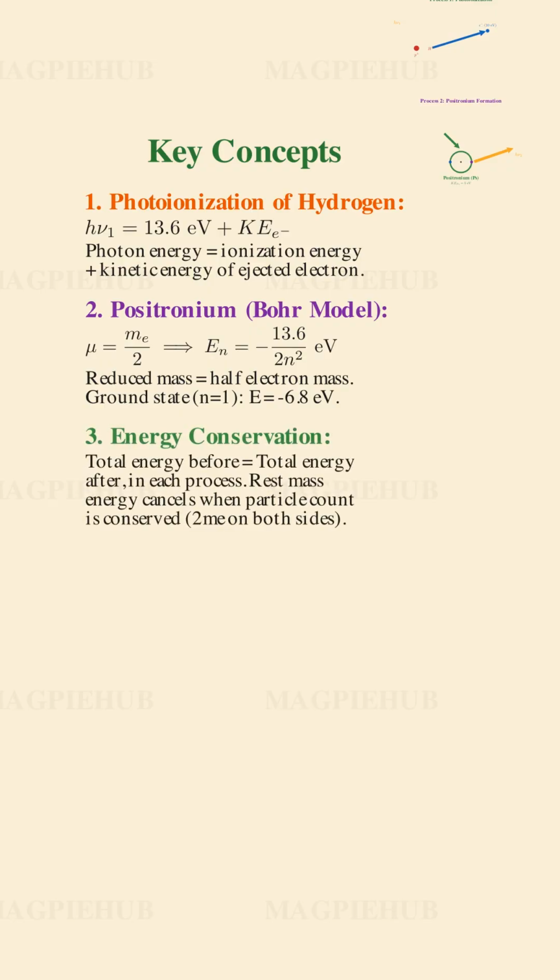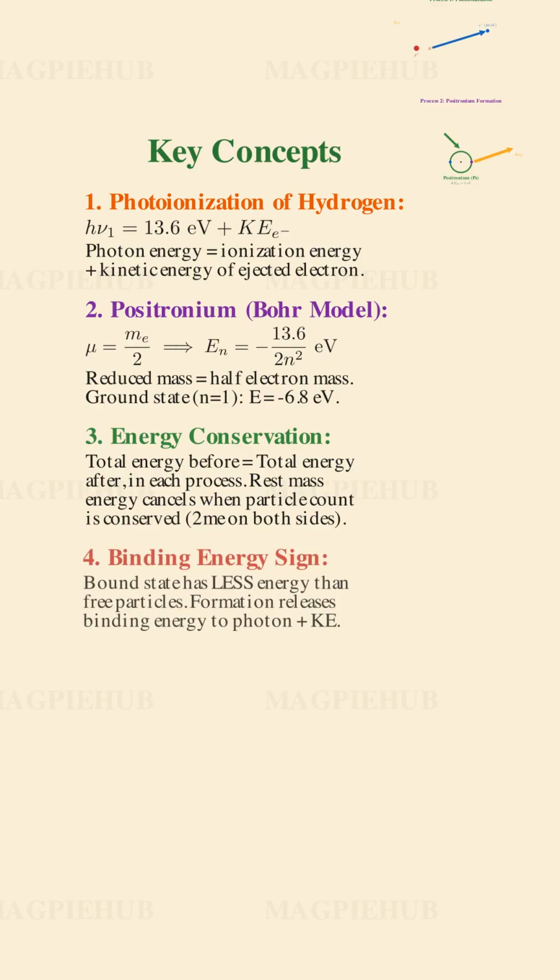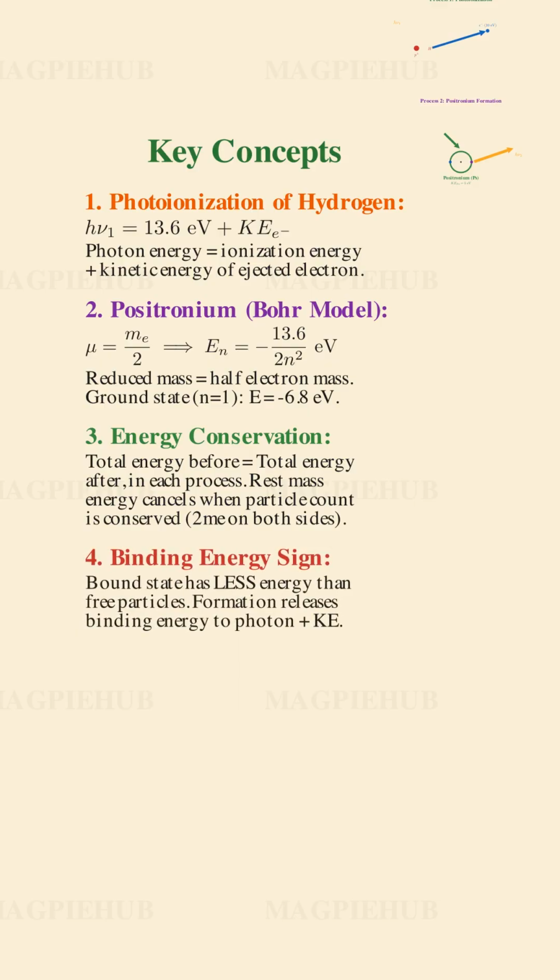Third, energy conservation applies to each process. Since we have two particles of mass me combining into a bound state also of mass approximately 2 me, the rest mass energies cancel out. Fourth, the binding energy convention. A bound state has less energy than the free particles. The difference goes into the emitted photon and kinetic energy.